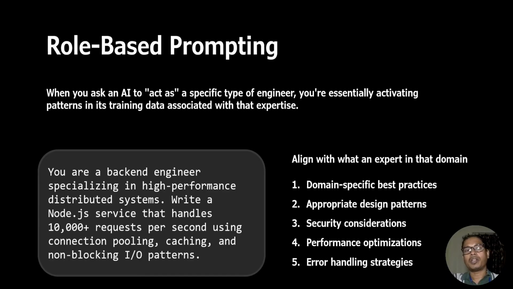So when you define a role in your prompt, you are activating a pattern in that AI model. Then in your output, you can get domain-specific best practices. If you write it as a backend engineer who can write Node.js code that handles 10,000 plus requests, you are trying to generate an enterprise-grade solution that can handle multiple concurrent requests. So it will handle the security considerations, the performance optimizations, and the error handling strategy. All this it will consider while it generates an output.